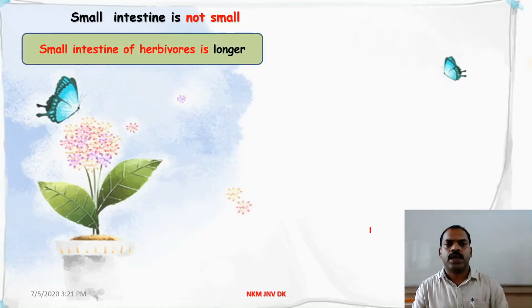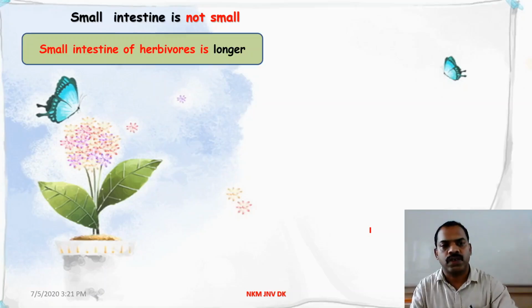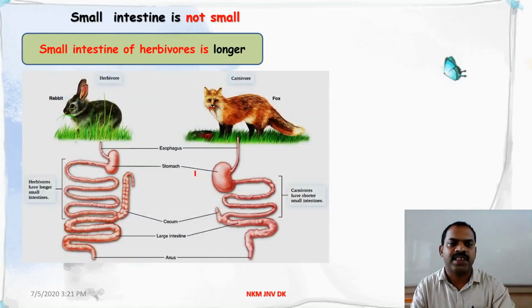Now, what is the interesting thing about the small intestine? The small intestine is not small. It is long, 5.5 to 6 meters long. In human beings, it is up to 5.5 to 6 meters long.